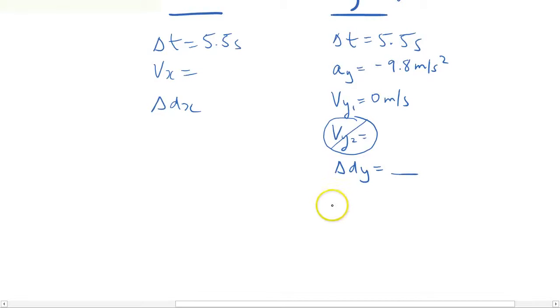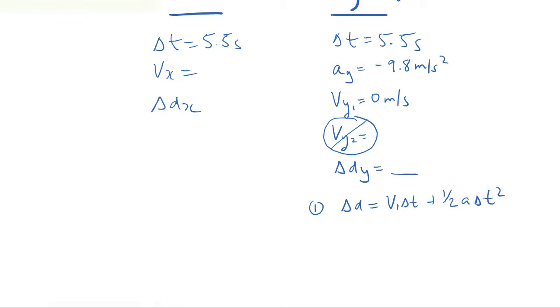I can say the one that does not have V2 in it is equation number 1, which is delta D is equal to V1 delta T plus 1/2 A delta T squared. Since I'm talking about the vertical, though, I'm going to say delta dy is equal to Vy1 and then Ay, because I'm talking about our vertical motion. So now I'm all right.